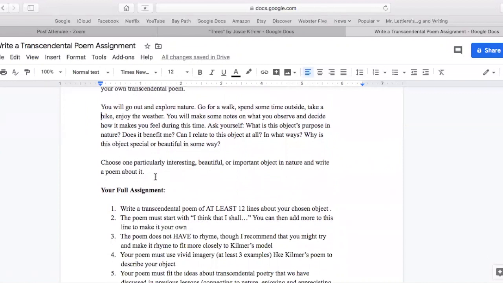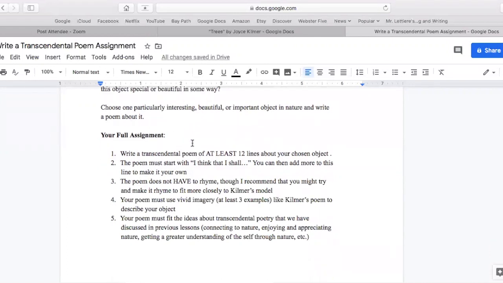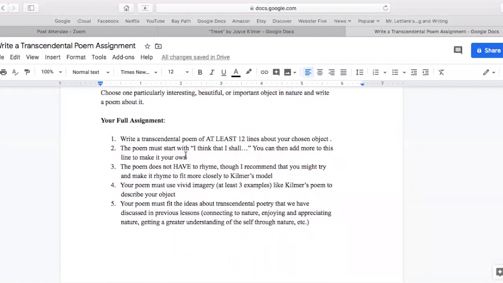So choose one particularly interesting, beautiful, or important object in nature and write a poem about it. The full assignment: write a transcendental poem of at least 12 lines about your chosen object. The poem must start with, I think that I shall, just like the Trees poem by Joyce Kilmer. And then you can add more to this line and make it your own. So that's the first line.